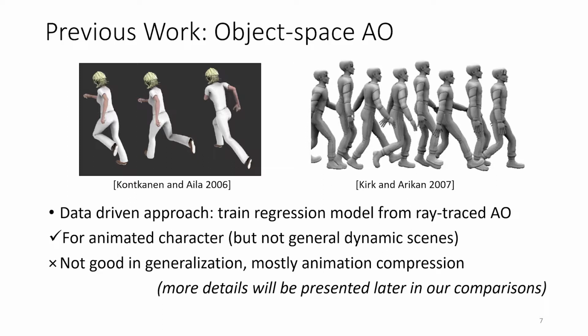Alternative solutions for dynamic geometry, and characters in particular, are object space solutions. These methods use regression to train parameters using some form of high-quality ambient occlusion as ground truth. This allows for a faster and accurate runtime model, and the previous work in this area works well for matching ground truth for poses that are in the training set, and as such, they can be seen as a form of data compression, but they don't generalize well. Our model is a model in this category.